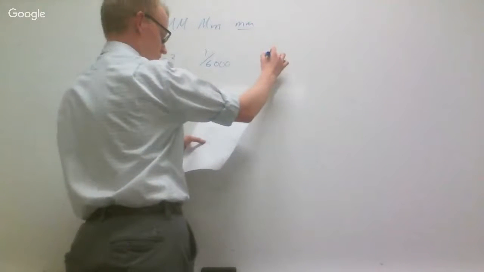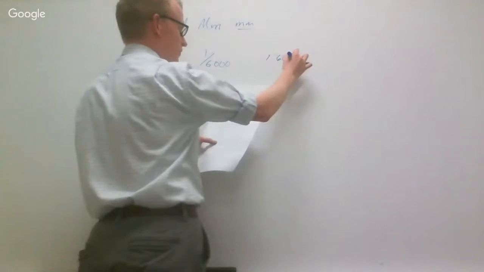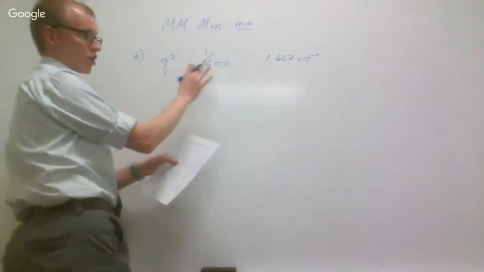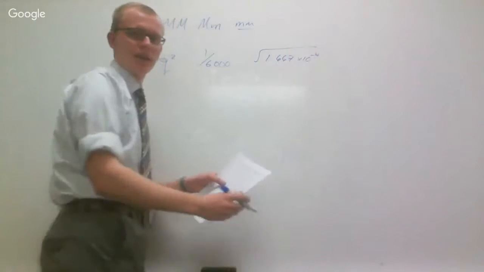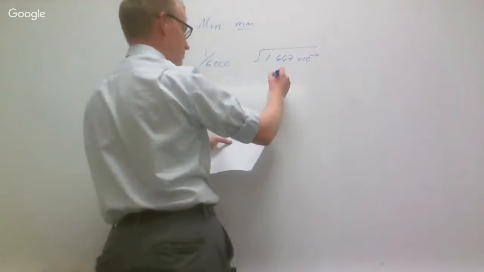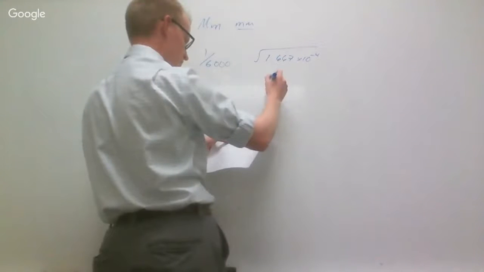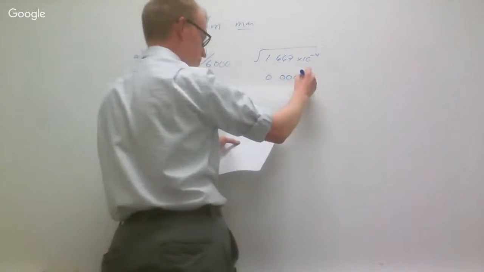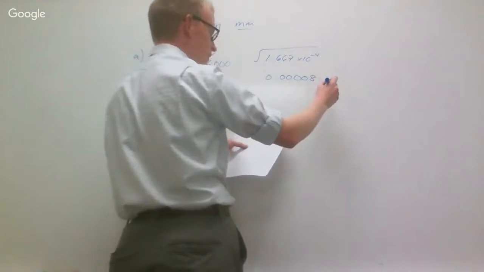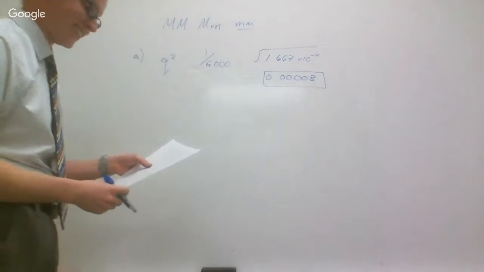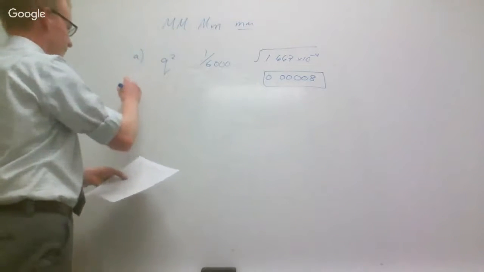That's going to be 1.667 times 10 to the minus 4th. And that's going to be our q squared. We need to square root that to get the actual answer. So having done that, the non-disease allele is going to end up being 0.00008. And that is going to be our non-disease allele frequency.